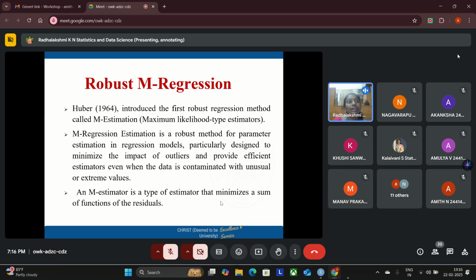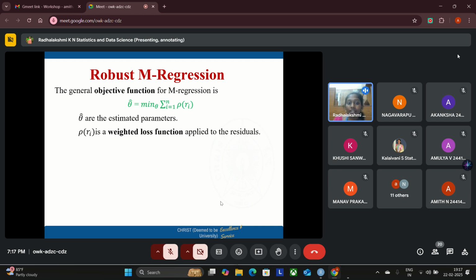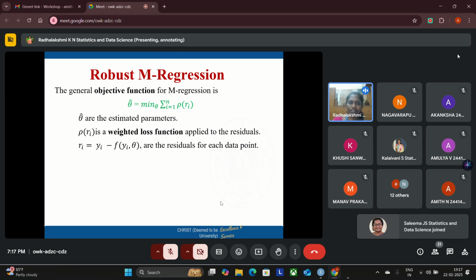Now we will see the objective of M regression. In least squares regression, we try to minimize the error sum of squares, right? But in M estimation, we minimize the sum of functionals of the residuals. So the general objective of M regression is minimizing the sum of a function of the residuals. Here, theta cap is the estimated parameters. Rho of Ri is the weighted loss function applied to the residuals. What are residuals? Observed minus expected, or fitted, value is the residual of each data point.